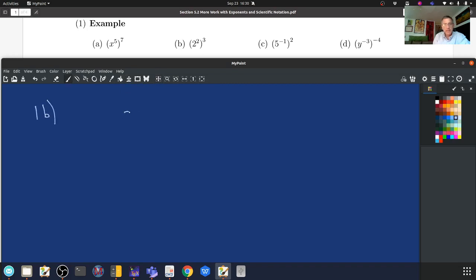So here we have 2 squared times 3. Again, my base here is something raised to an exponent, so I go ahead and use my power rule. That's equal to 2 raised to the 2 times 3, which is equal to 2 to the 6th. Let's look at number 1c.